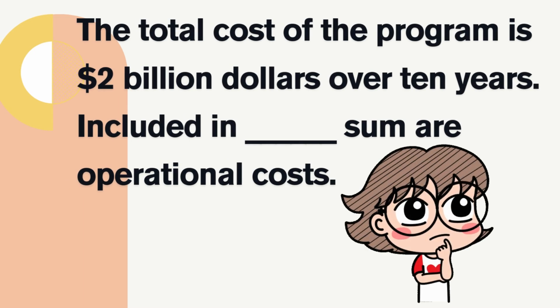How about this sentence? The total cost of the program is $2 billion over 10 years. Included in ___ sum are operational costs. This or that? Exactly. The answer is that sum.